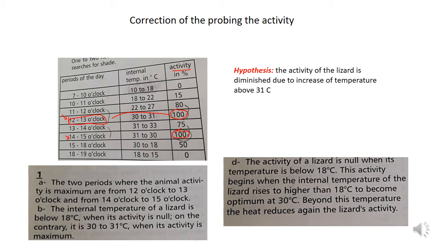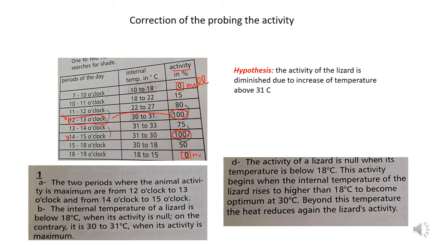The second question, part B, is how to pick out the internal temperatures of the lizard when its activity is null. Null means zero. So this is zero. This is null. And null. And on another one here, we have also null.